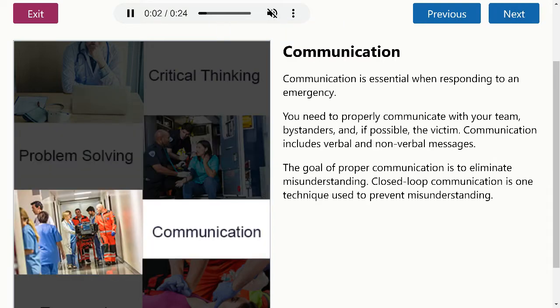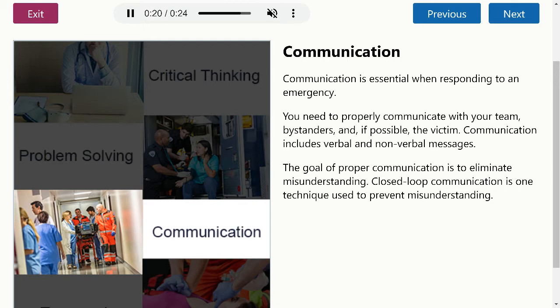Communication. So we talked about what we needed for communication. You need to communicate with your team, bystanders. You can bring your management over if you want. And if possible, the victim. Communication includes verbal and nonverbal messages. So the goal of proper communication is to eliminate misunderstanding.